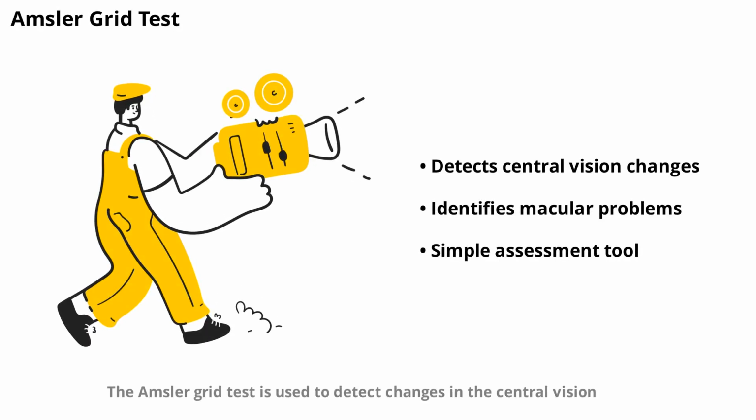The Amsler grid test is used to detect changes in the central vision, which can be affected by cataracts or other retinal conditions. The patient looks at a grid of straight lines and reports any areas that appear wavy, blurry, or missing. This test helps identify macular problems and monitor the impact of cataracts on central vision. It's a simple and effective tool for ongoing eye health assessment.